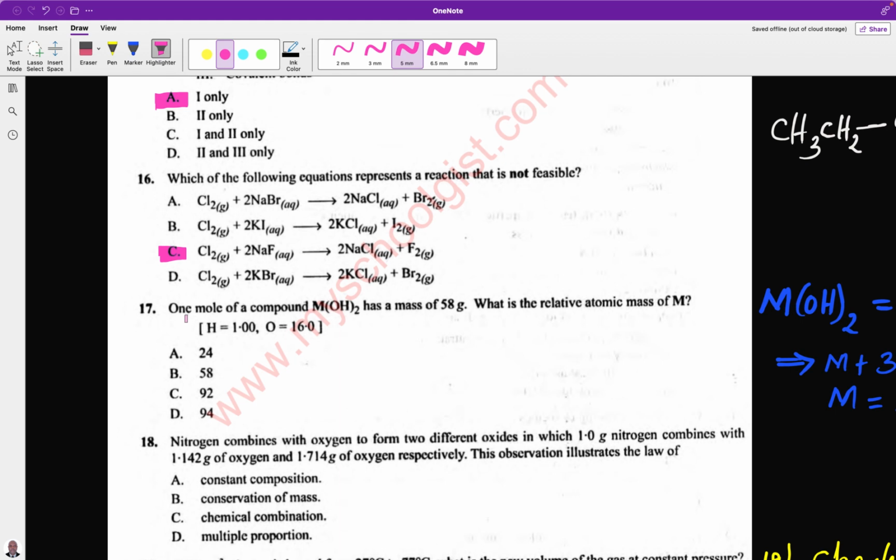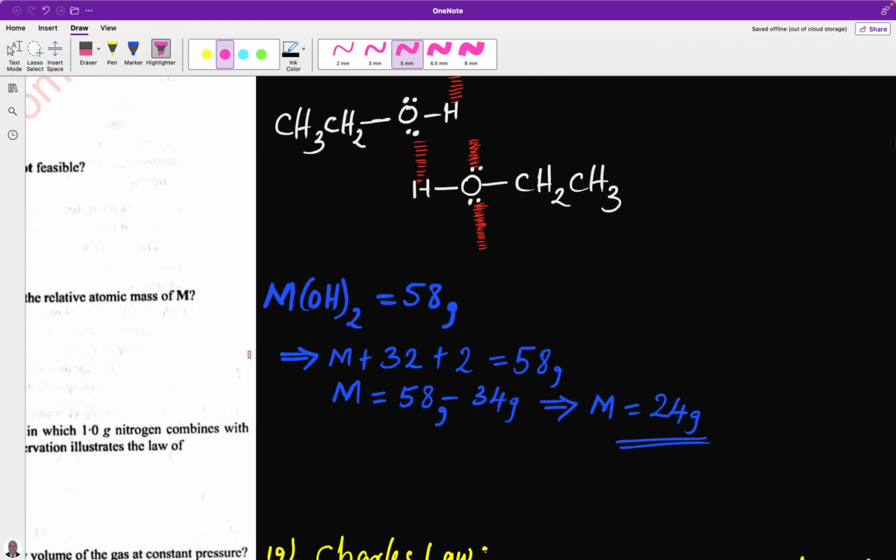Okay, 17. 1 mole of a compound MOH2, that is a metal hydroxide, has a mass of 58 grams. What is the relative atomic mass of M? Now we have been given the relative atomic mass of hydrogen equals 1 and of oxygen equals 16. To solve this problem for the metal hydroxide, the relative molecular mass of M(OH)2 is equal to 58.